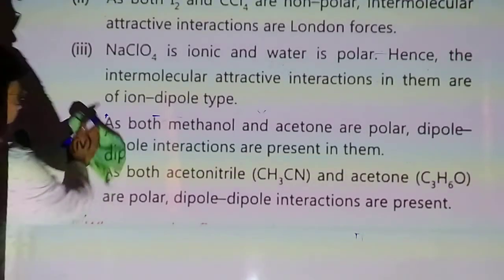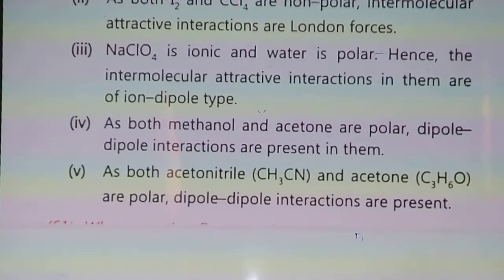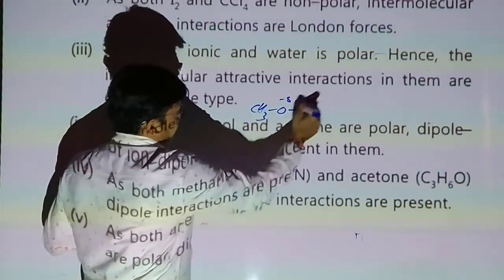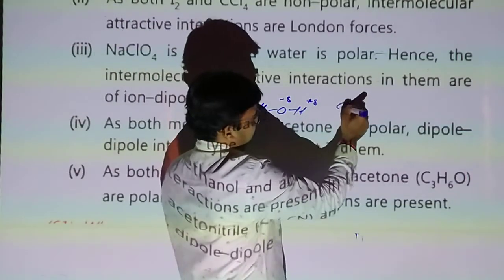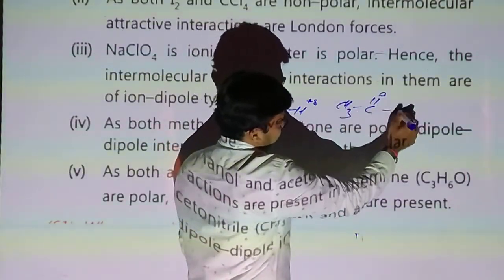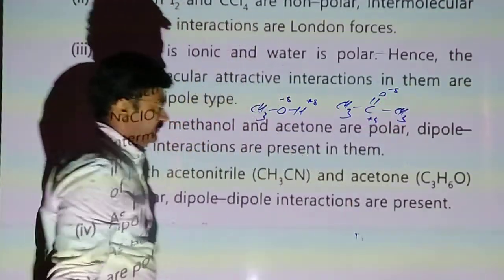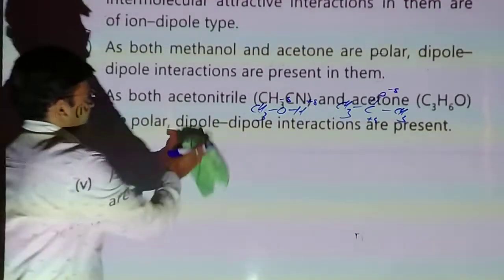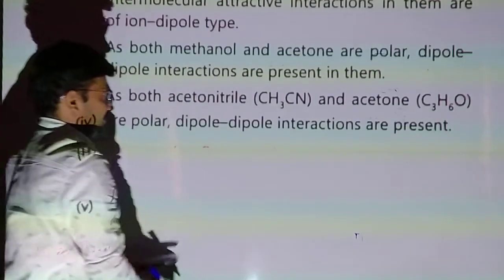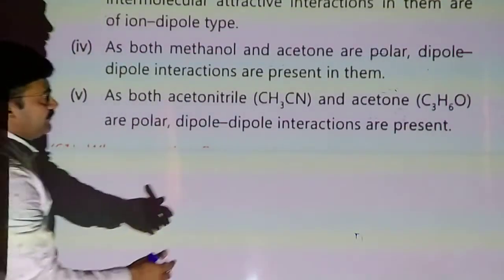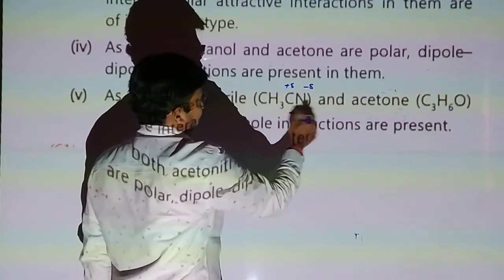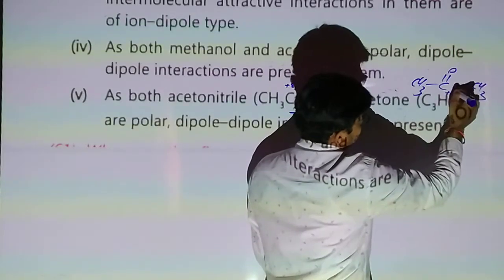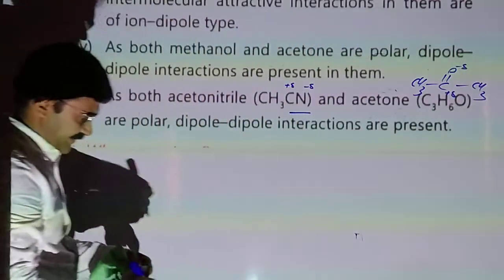As both methanol and acetone are polar. Methanol is polar, yes, as the OH group is present. Acetone is polar, yes. There is a carbonyl group present, which is polar. So dipole interaction occurs between them. As for acetonitrile and acetone, yes, the same. In methyl cyanide, the cyano group is polar. In acetone, the carbonyl group is polar. So dipole attraction occurs between them.